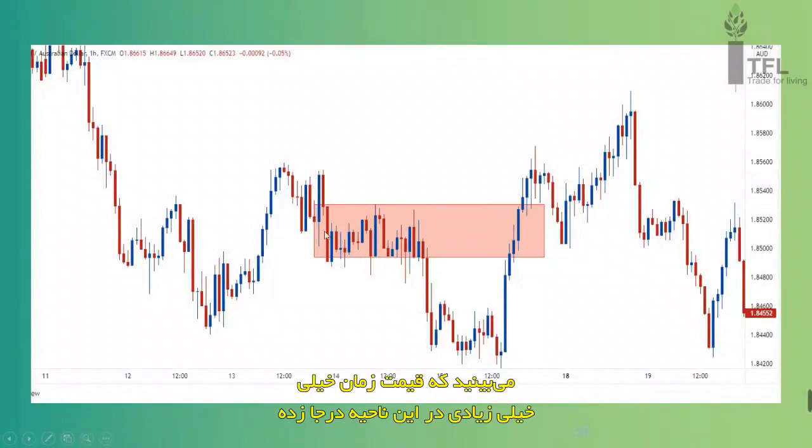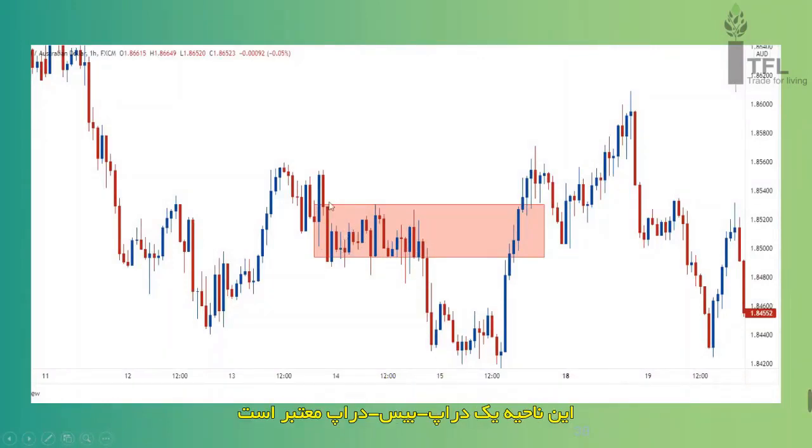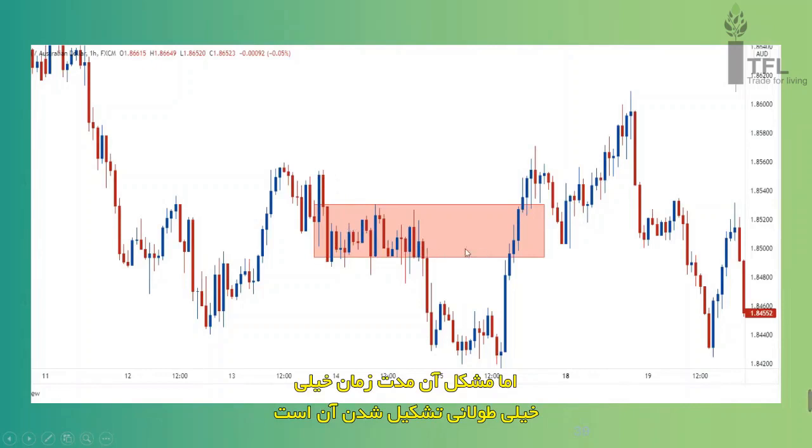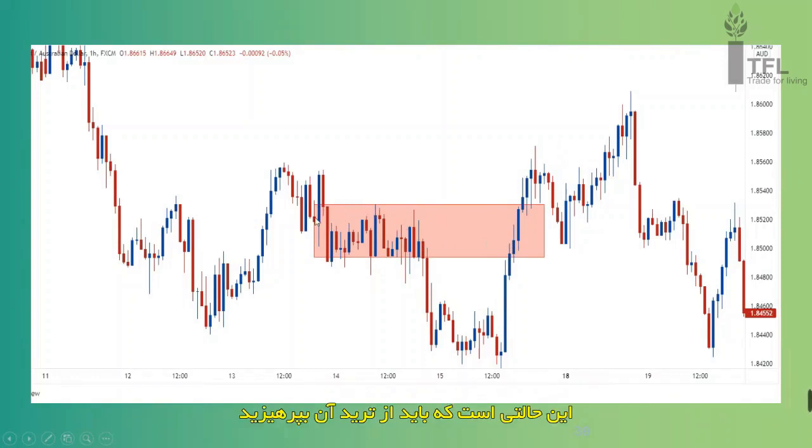The next one is something that we try to avoid. You can see that the price moves for a very, very long time. It's a drop, base, drop. This is a qualified drop, base, drop. But the problem is that it takes a very, very long time to create a zone over here. So the price is likely to ignore the zone and move all the way through. This is something that we will try to avoid. So understand the 3 types of time base.